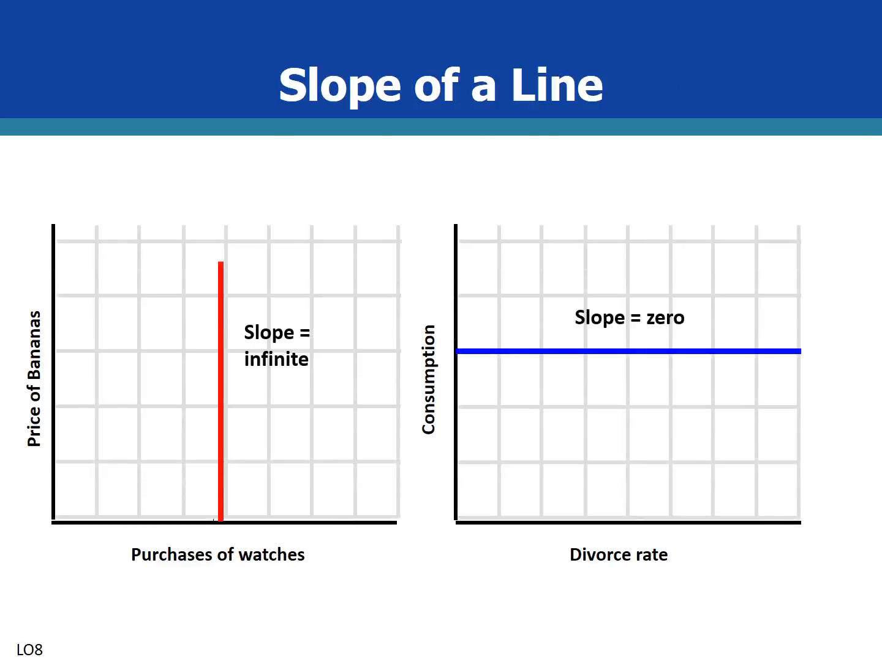The graphs above show that the variables are unrelated. No matter what the price of bananas might be, the number of watches purchased remains the same. This is because the price of bananas does not affect the number of watches purchased. There is no relationship between consumption and the divorce rate. Consumption remains the same, no matter how high or low the divorce rate is.